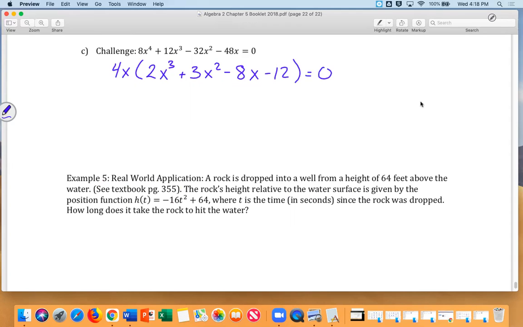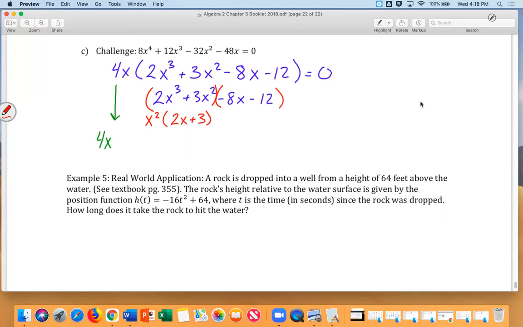Now, I like where this is going. Now let's look at what's inside the parentheses, okay? I'm not going to worry about this. I'm just going to drop that straight down. Inside the parentheses, I have this mumbo jumbo. Let's factor by grouping. So I notice here that 2x cubed and the 3x squared only have an x squared in common. So I'm going to factor that out. It's going to leave me with 2x plus 3.